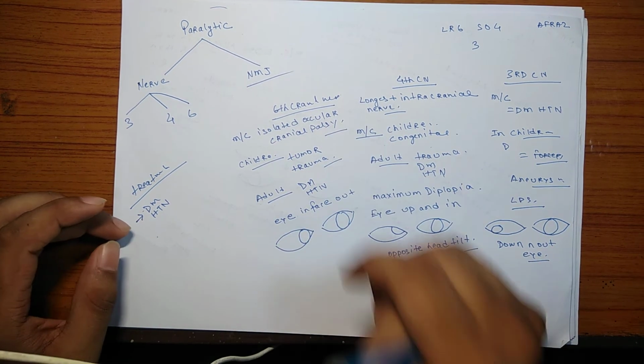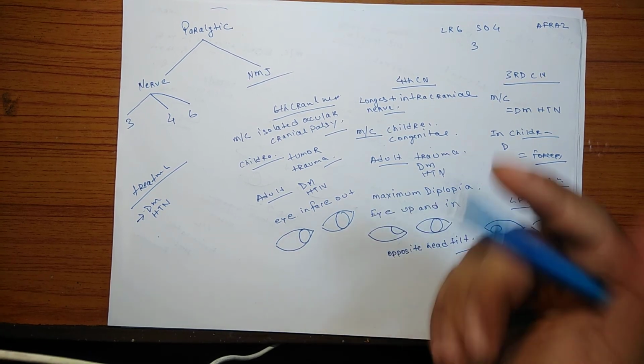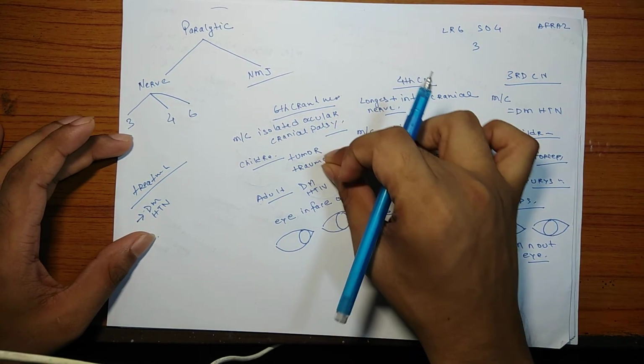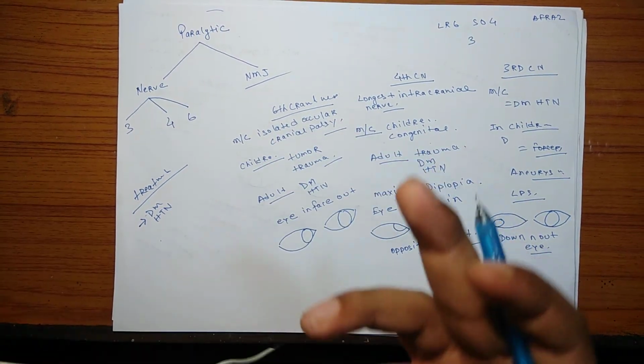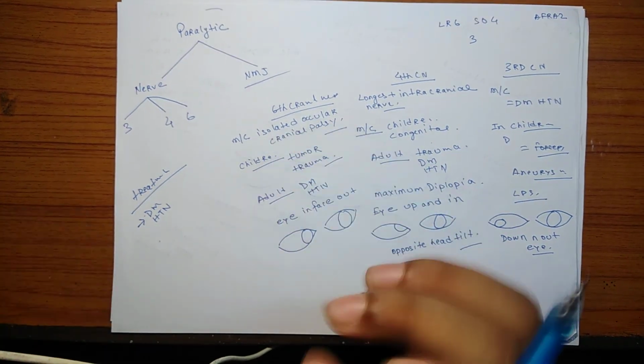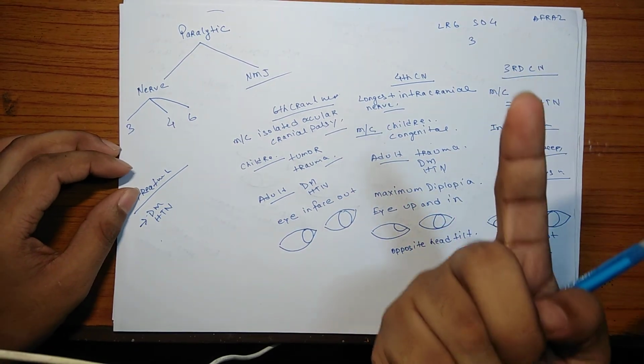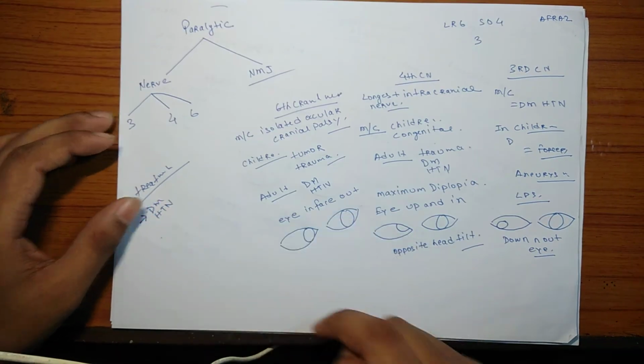For the sixth cranial nerve, there is no exactly most common cause, but we know that hypertension and diabetes will cause it. And if you have only an isolated ocular cranial palsy, that is just one nerve involved, then the most common is the sixth cranial nerve.